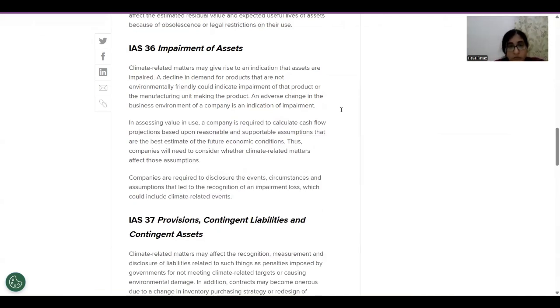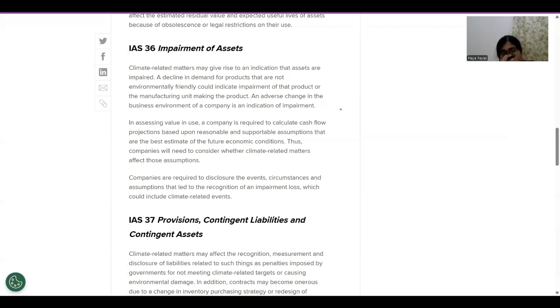Of course, a decline in demand for environmentally unfriendly products could indicate impairment of that product. An adverse change in the business environment of a company is an indication of impairment. In addition, for value in use, a company is required to calculate cash flow projections based on reasonable and supportable assumptions that are the best estimate of future economic conditions. These companies will need to consider whether climate related matters affect those assumptions. Companies are required to disclose the events, circumstances and assumptions that led to the impairment.